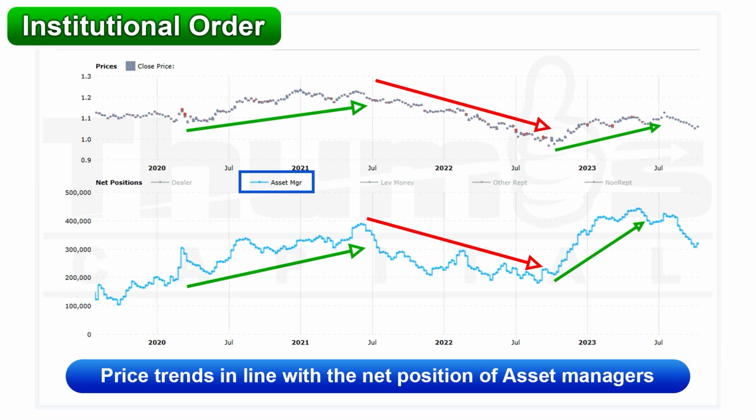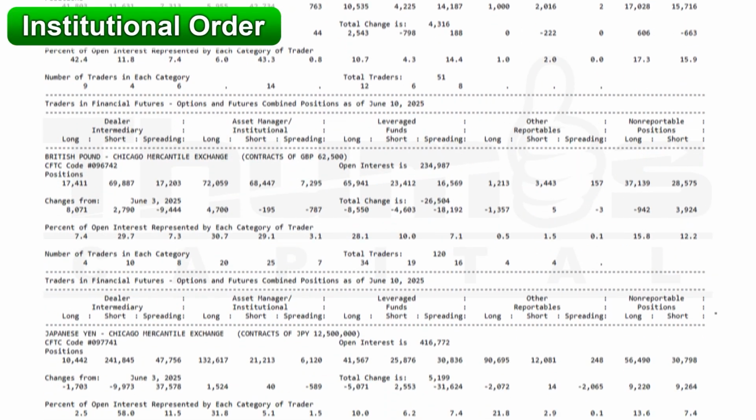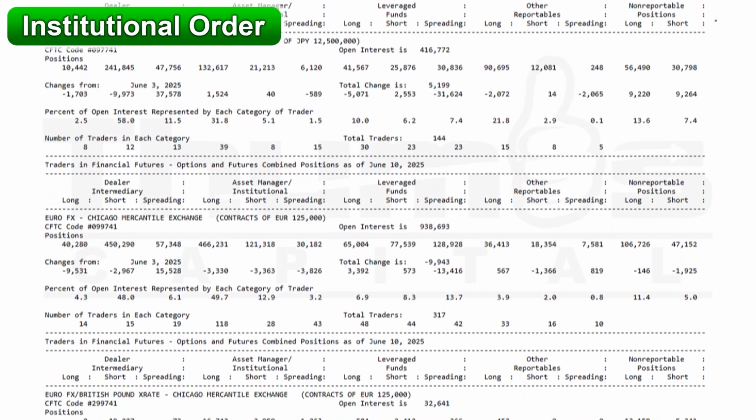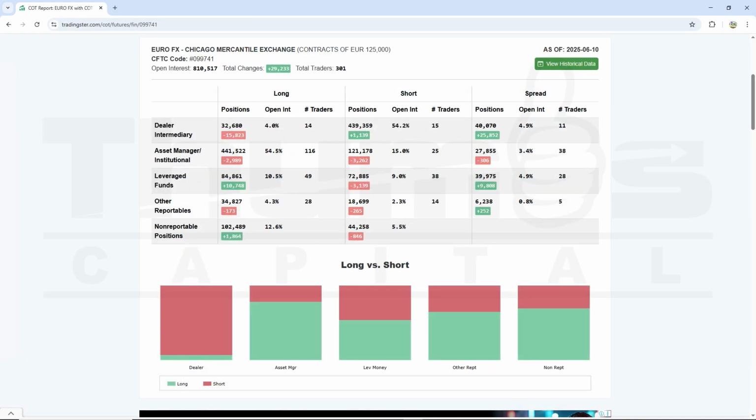The solution to this problem is to always track the position of the institutional traders. Dealing banks and fund managers control the price in the money market. You can see the summary of their position for a weekly contract on the Commitment of Traders report or on the Traders in Financial Futures report. You can access these reports on the Commodity Futures Trading Commission's website, that is cftc.gov, and on third-party websites like tradingstar.com.